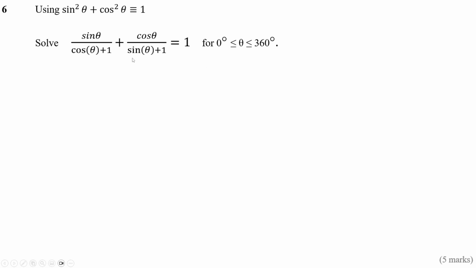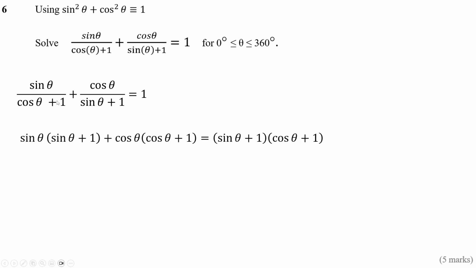One of the best things to do is multiply by cosine theta plus 1 and then sine theta plus 1 on both sides. If I did that, this would be sine theta multiplied by sine theta plus 1, and this would be cosine theta multiplied by cosine theta plus 1, and this would just be sine theta plus 1 multiplied by cosine theta plus 1. You could just put them over the same denominator and multiply it out. You'll get the exact same thing. Distribute this and then distribute that. Just leave this for now.